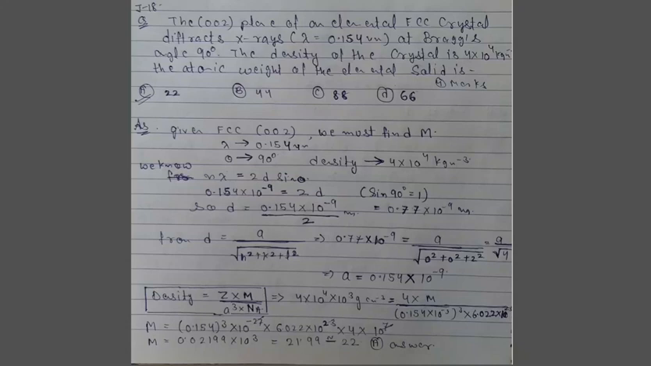The density of the crystal is 4 into 10 power 4 kilogram per meter cube. The atomic weight of the elemental solid is, okay friends. So here you should find the atomic weight of the elemental solid, okay. And this atomic weight is found through your density. This formula I show you in the given figure. This formula is used to find the element's atomic weight, that is M.